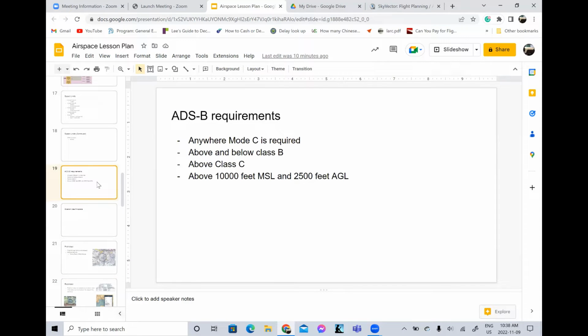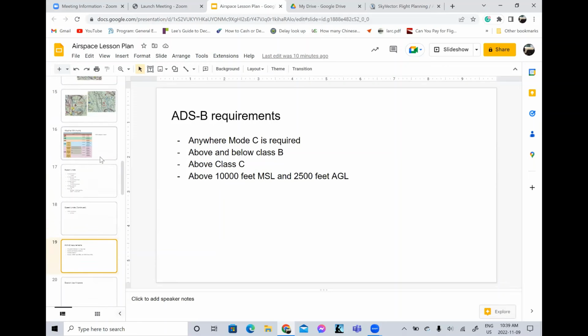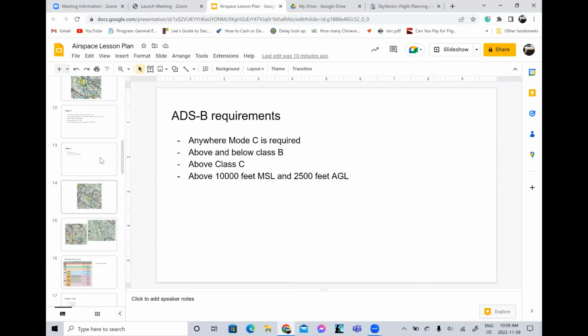All right, the next item we have is the ADS-B requirements. Even though I've mentioned it before, I'm just going to bring it up again. Anywhere a Mode C transponder is required, ADS-B is required. If you're flying above or below a class Bravo shelf, you need to have ADS-B. And also, if you're within the 30 nautical mile range of the class Bravo airport, you also need ADS-B along with that Mode C transponder.